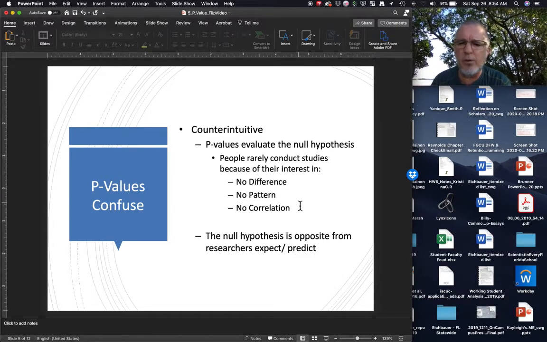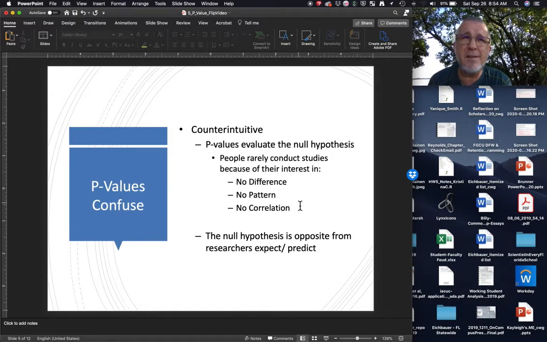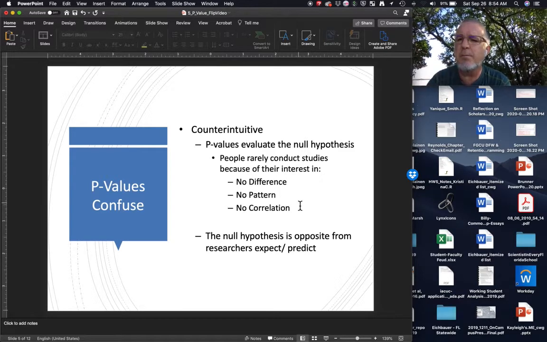This is not the way, though, that we tend to think about as scientists. We tend to think about predictions. We tend to think about expectations. We tend to think about if you add this stimulus, you're going to see this response. So that's strange.